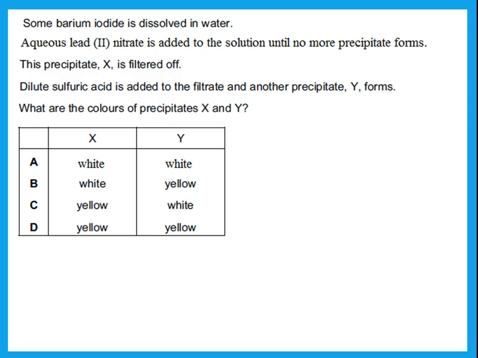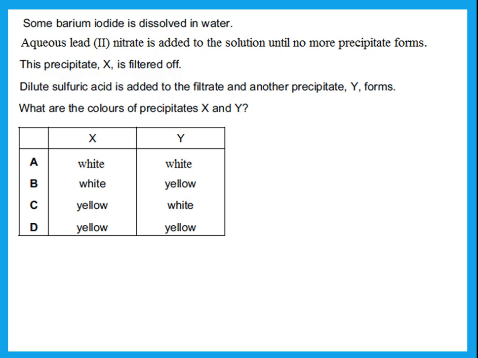Okay, here he says some barium iodide is dissolved in water. Aqueous lead nitrate is added to the solution until no more precipitate forms. Again, lead nitrate or silver nitrate was test for what? This was test for chloride, bromide, iodide. Now, which one do I have? I have iodide, and we said the iodide gives a yellow precipitate. So X is yellow. So my answer is either C or D.